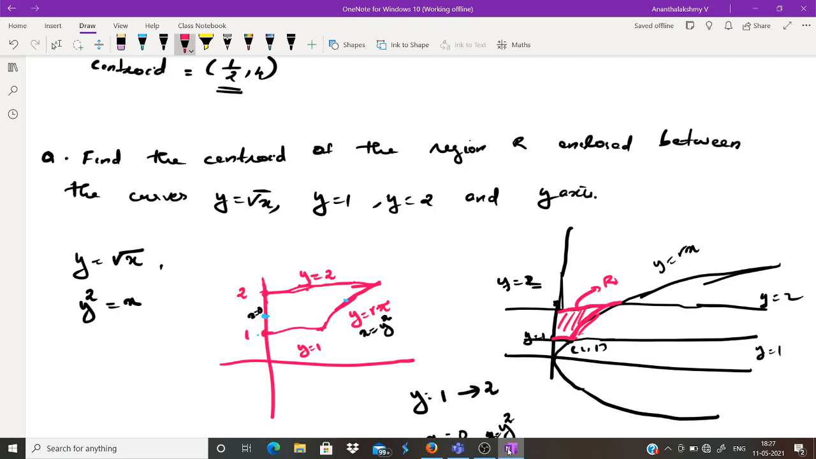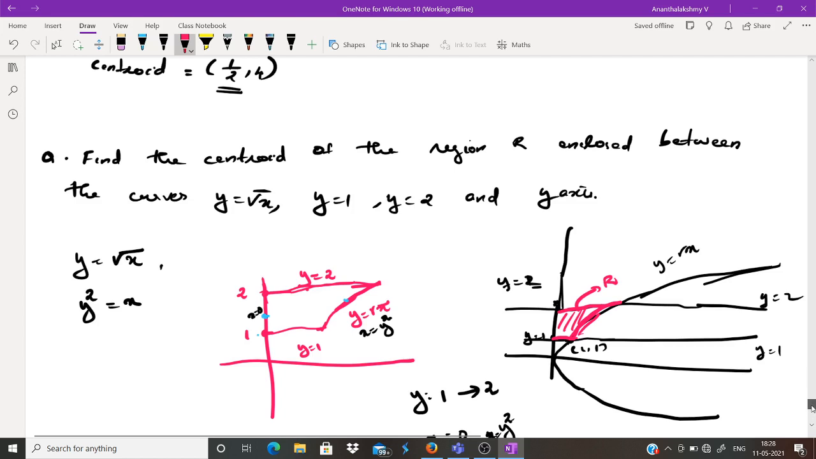Today in class we will be discussing another problem for finding the centroid of a region. Find the centroid of the region R enclosed between the curves y equal to root x, y equal to 1, y equal to 2 and the y-axis. This is somewhat different type of region.